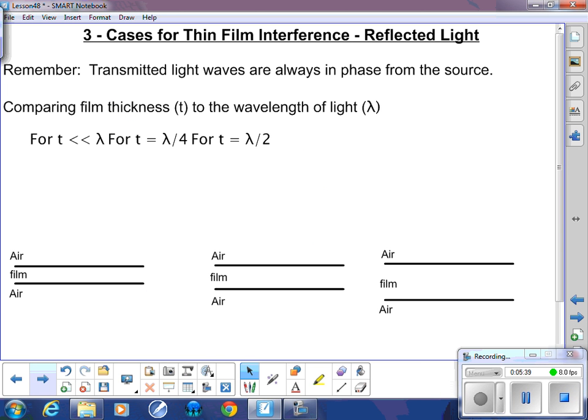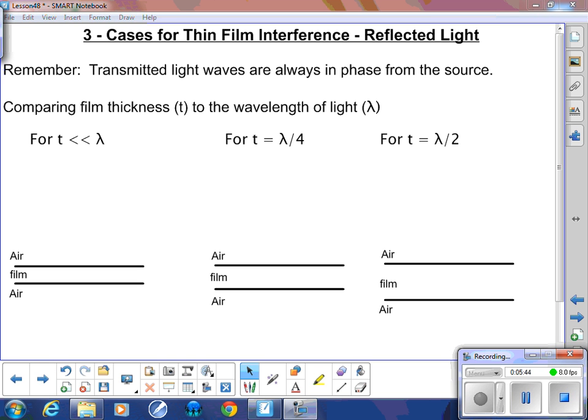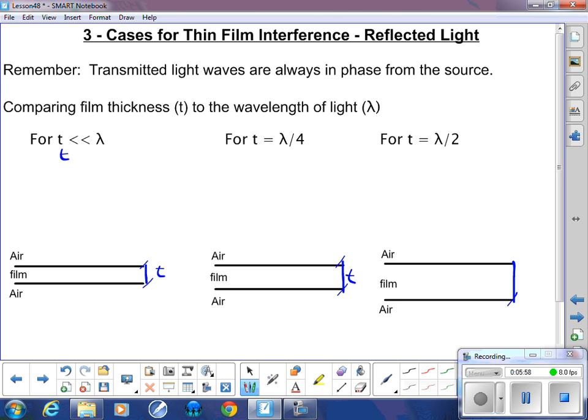So, 3 cases for our thin film interference. Okay, let's look at the situations here. Let's say that the thickness is less than the wavelength. I'm looking at my thickness, T, in each case, so when you see the thickness, that's what I'm referring to. I increase the thicknesses as we go because we're going to make them a little bit thicker. But let's say that the thickness is approximately equal to 0 lambda. So a very, very small thickness.